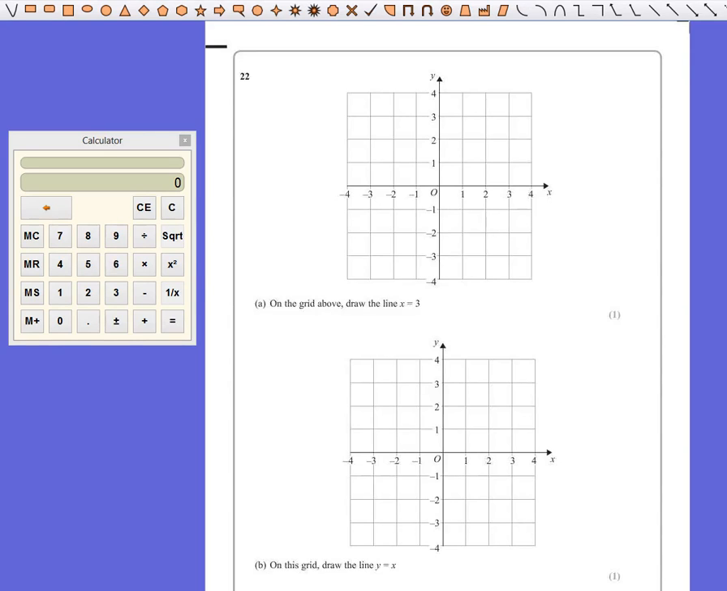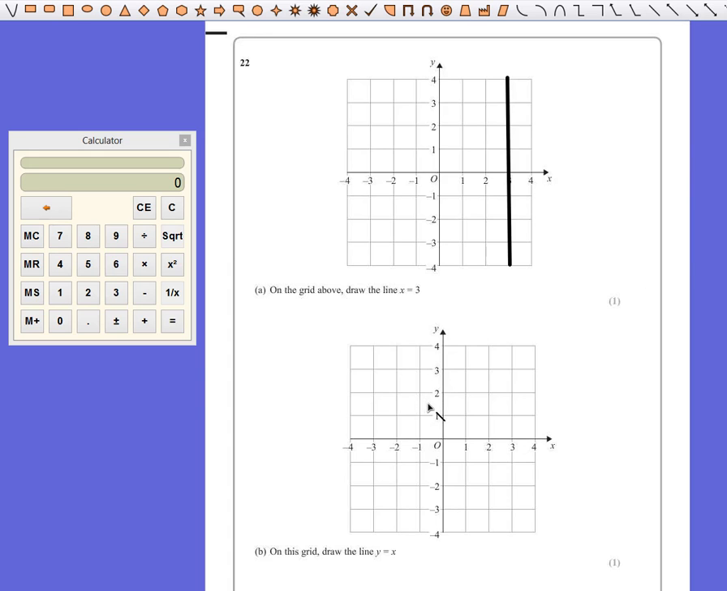Question 22, part A. On the grid above, draw the line x equals 3. So, if we're trying to find x equals 3, we know that x equals 3 at this point on the axis. But x was also equal to 3 here, and here, and here. In fact, anywhere on a straight line which crosses through x equals 3, x has the same value and coordinates. So that would be the line of x equals 3.